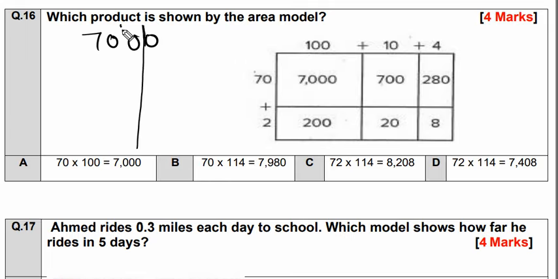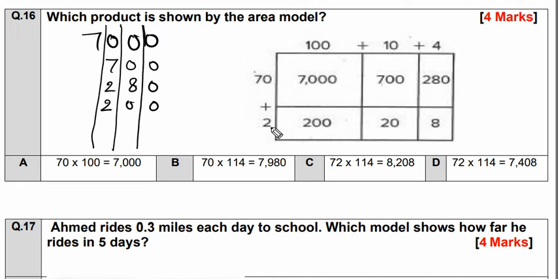draw like this, draw the line. Even if you don't draw straight, that's also fine. 700. So you do not get confused. 280, 200, 20, and 8. Now it's easy. You just have to add them all. Add them all. Plus, okay?